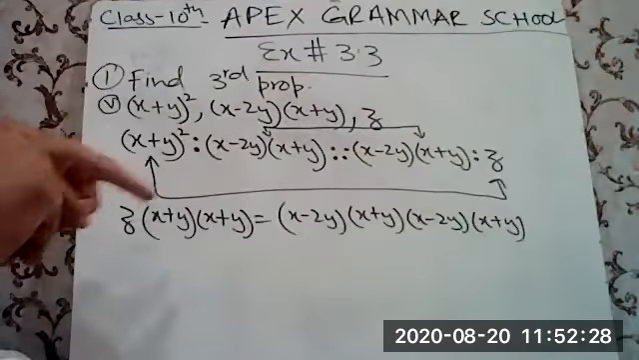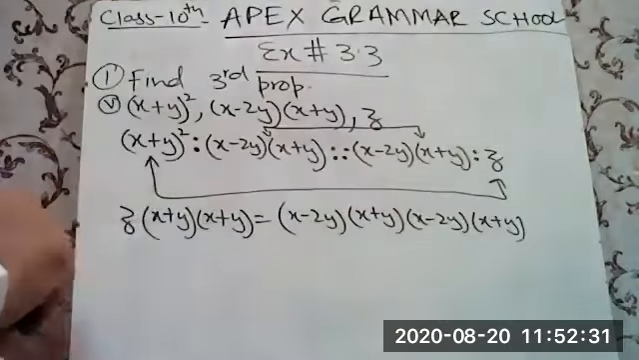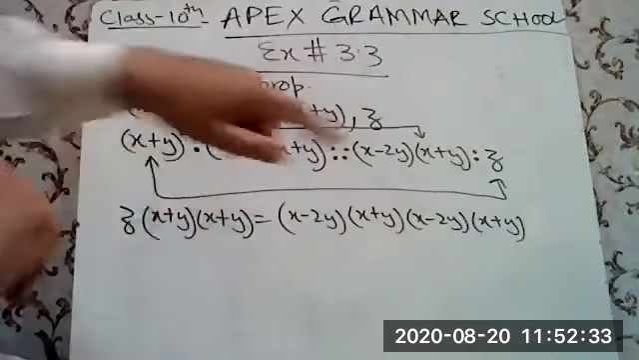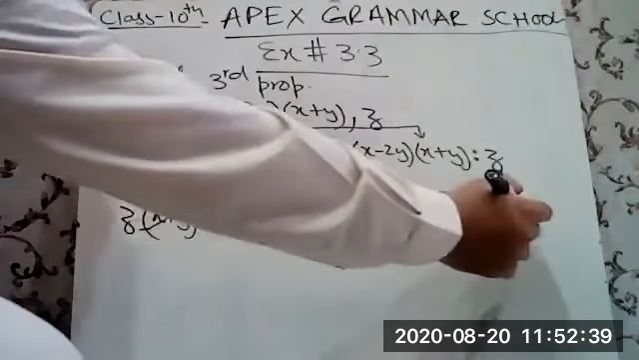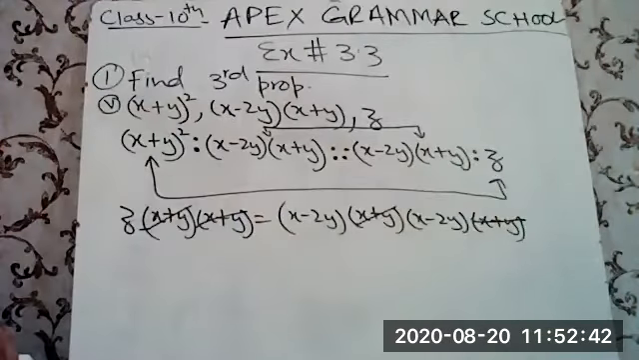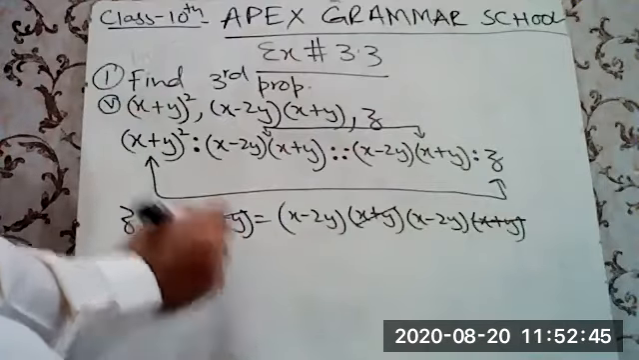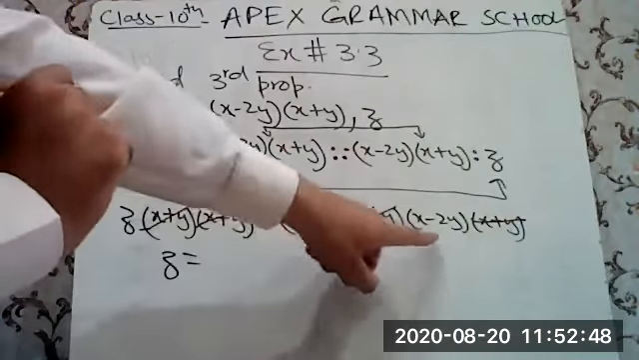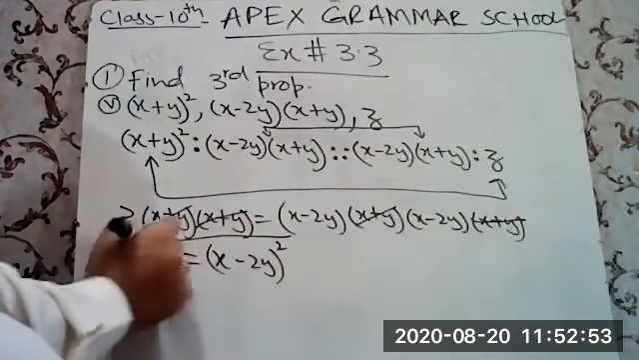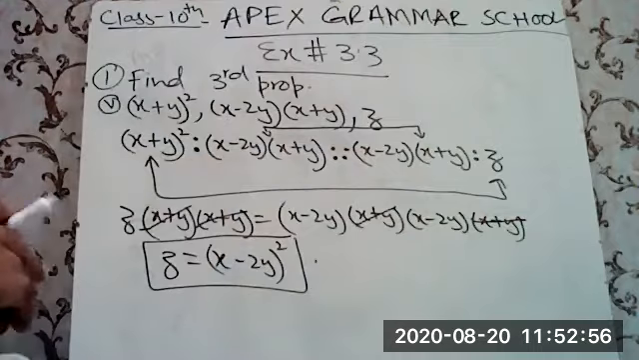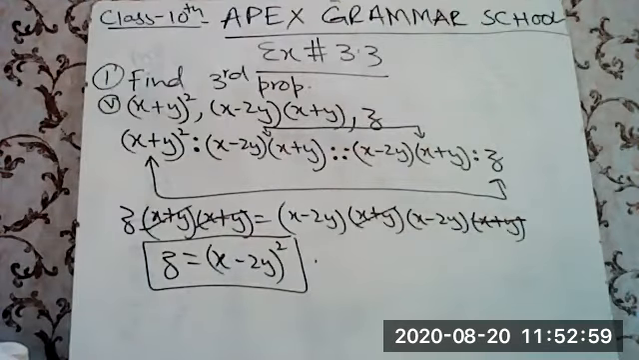We are making the formula: product of extremes and product of means. So we can make proper cancellation, this (x plus y) with this (x plus y), this (x plus y) with this (x plus y), and you are left with only the value of z. The value of z is (x minus 2y) and again (x minus 2y). That makes (x minus 2y) whole square. And that's it. This was your part number 5.